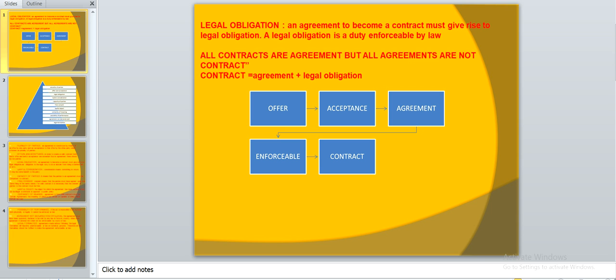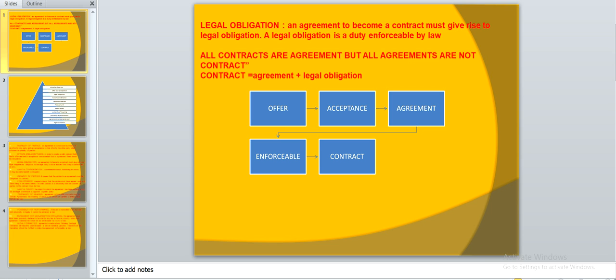So legal obligation is nothing but that an agreement, to become a contract, must give rise to a legal obligation. An agreement which is going to form a contract needs to give rise to a legal obligation. Legal obligation in the sense is a legal duty which is enforceable by law.